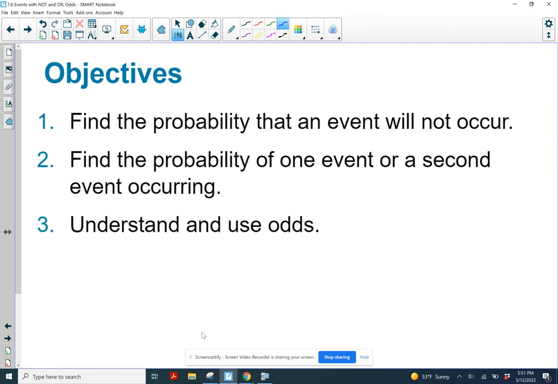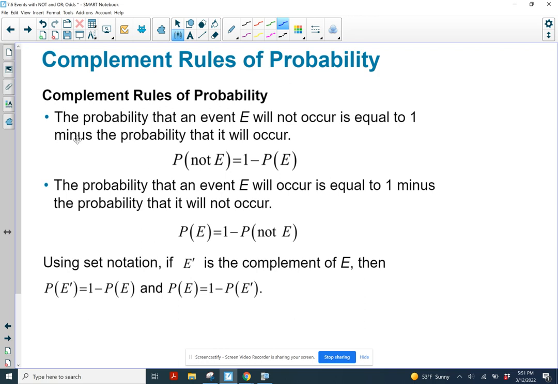So our objectives: to find the probability that an event will not occur. Find the probability of one event or a second event. So there's our or. And then understand and use odds. So the odds of winning are 5 to 4 or something like that. We'll understand what that means.